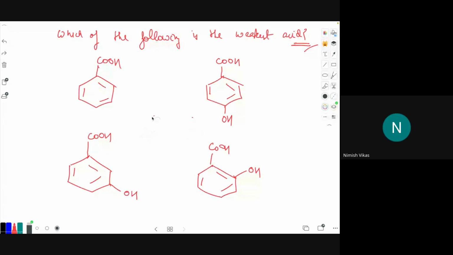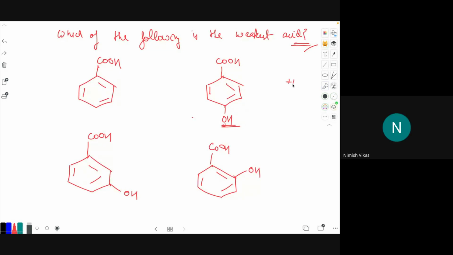Since Sanskriti has asked this question, we'll go with her only. Sanskriti, over here in OH, what effect will it show? Sir, I thought it'll show minus M. Why will it show minus M? Oxygen has a lone pair and a double bond, so oxygen would like to pull the electrons in the ring.